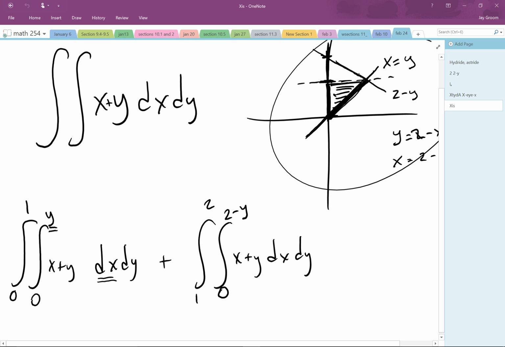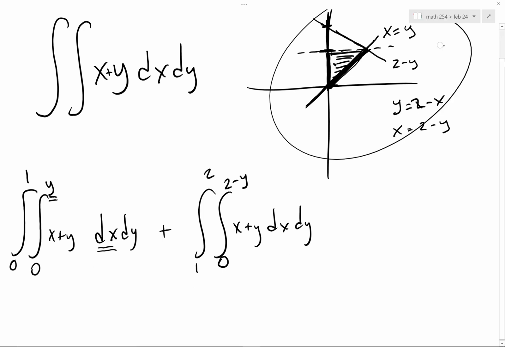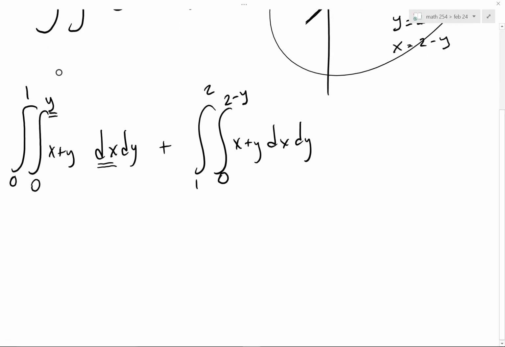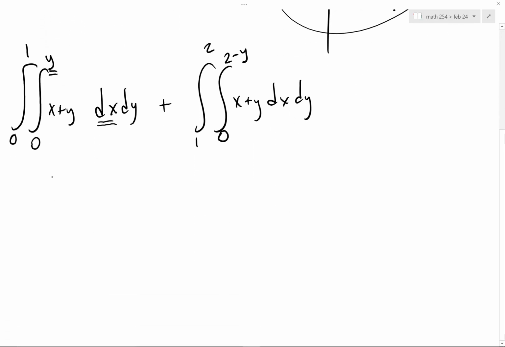God dang you. Because I'm bounded by functions now, so I can't just change it around on a rectangle. So, here's this deal. Yeah. So again, it's just what? It's x squared over 2 plus xy this time, from 0 to y, dy.